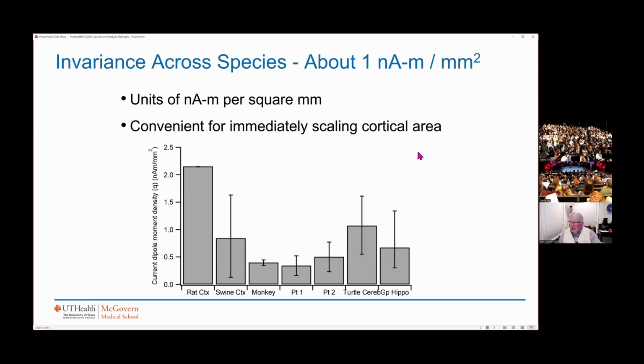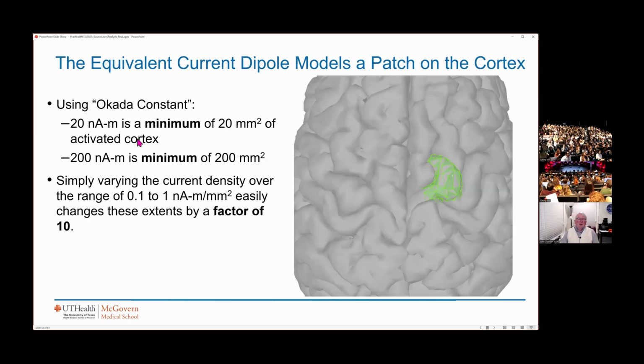So that sets the stage for interpretation because, as we mentioned, we're looking at 20 nanoamp meter and evoked responses. That means there must be a minimum of 20 square millimeters of activated cortex generating that signal. It can't be one of these little small individual columns. It's got to be something at least 20 square millimeters.